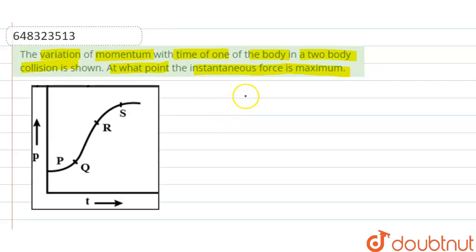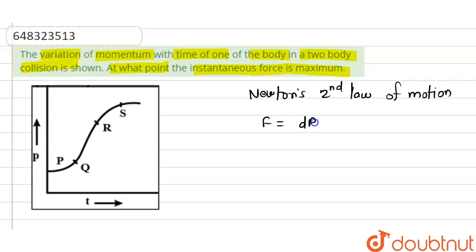For this, we must know the relation between force and momentum. According to Newton's second law of motion, we have a relation between force and momentum. This relation is that force is equal to the rate of change of momentum with respect to time. Means the rate of change of momentum, or change of momentum with respect to time, is equal to the force.